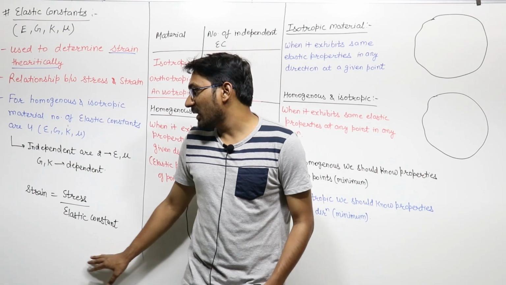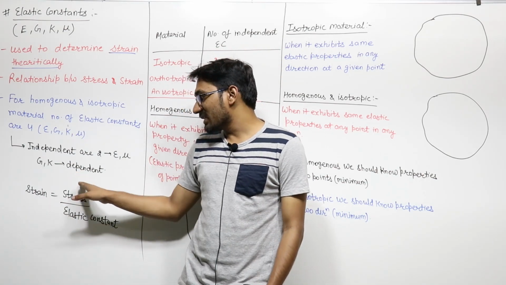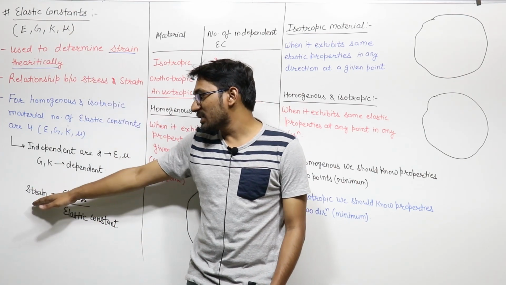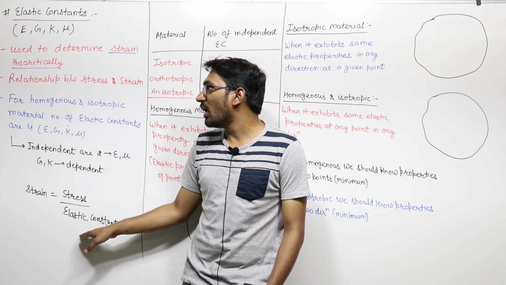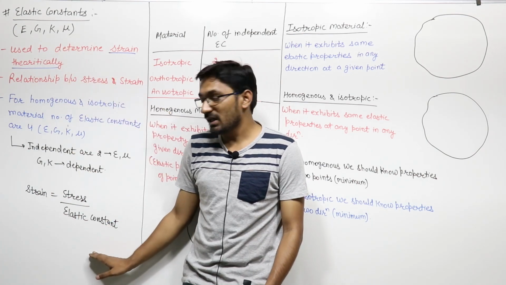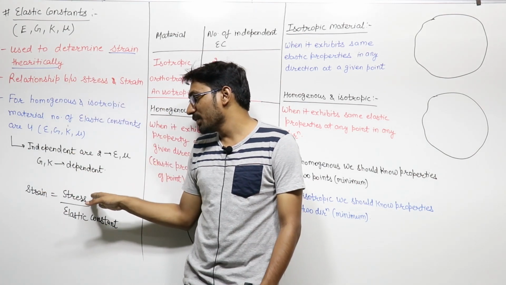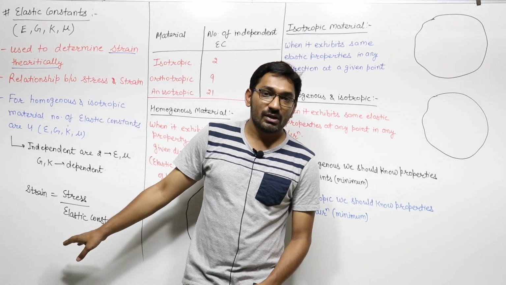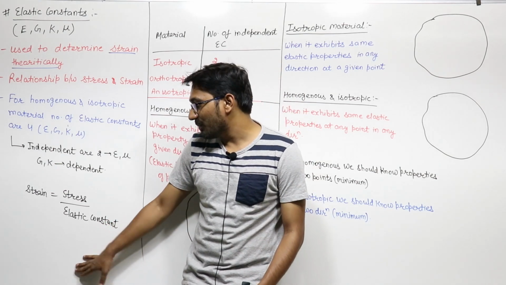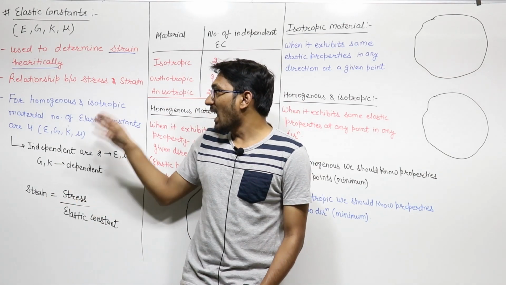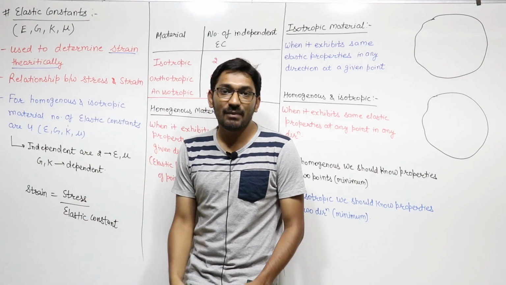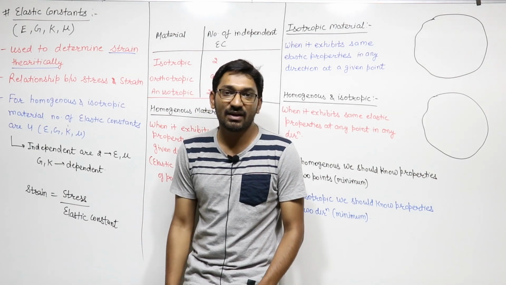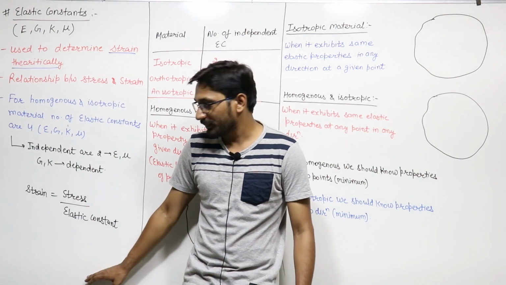So if you want to calculate shear strain, that is shear stress upon your modulus of rigidity, that is G. Normal strain is equal to normal stress upon Young's modulus of elasticity, and volumetric strain is equal to volumetric stress upon your K, that is bulk modulus. So you can calculate the strain with the help of these elastic constants, and the elastic constants will give you the relationship between stress and strain. This is the relationship between stress and strain as per your Hooke's law.